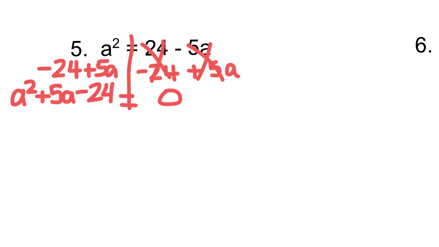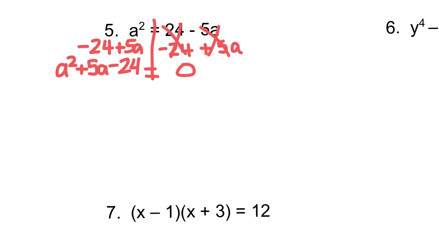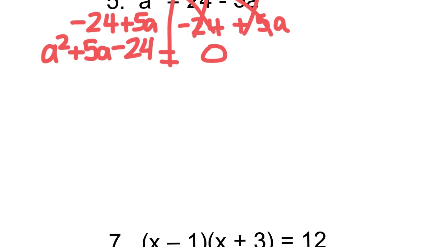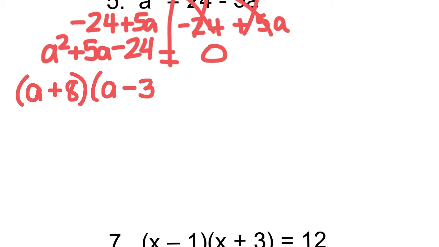Now the second thing we need to do is factor. Since it has a coefficient of 1, that should be pretty simple to do. We know that 8 and 3 will give us a difference of 5. But it's going to be a plus 8 and a minus 3 to give us that.